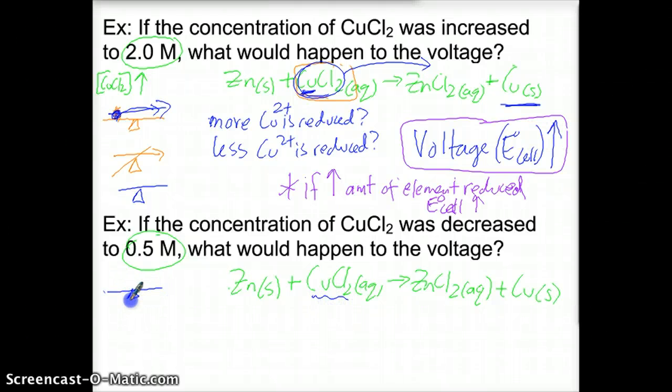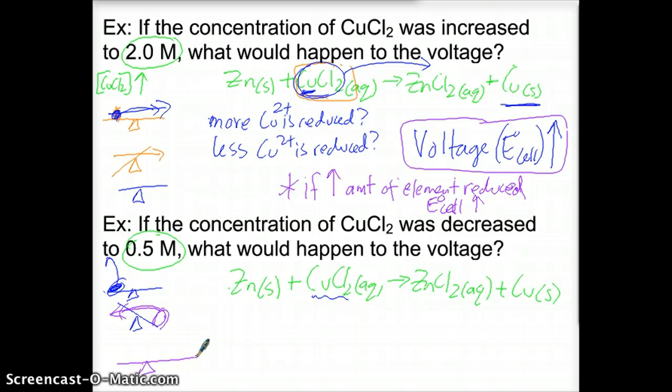So we think about our equilibrium seesaw, I now have less reactant. I've removed some of this stuff. So that side is now lighter. So this is what my seesaw looks like. So to get back to equilibrium, I'm going to need to shift to the left. I'm going to need to take some of the products and turn them back into reactants to get back to a nice stable seesaw.